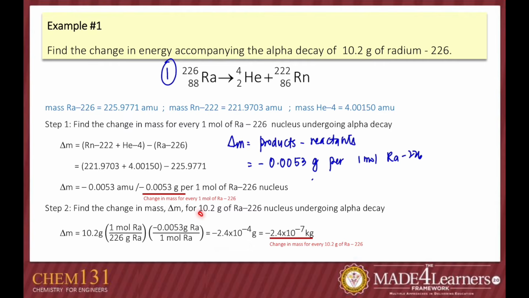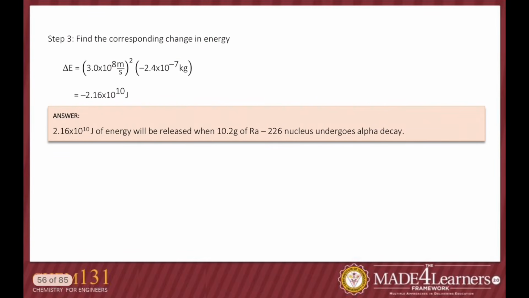So, kada 10.2 grams nga radium-226 na ay change in mass nga 2.4 times 10 to the negative 7. Na ay nawala nga 2.4 times 10 to the negative 7 kilograms nga mass nga na-convert to energy. So, kaning gamit nga mass, atong i-convert to energy. Unsay gamiton nga formula? E equals mc squared. So, muna na siyang step number 3.